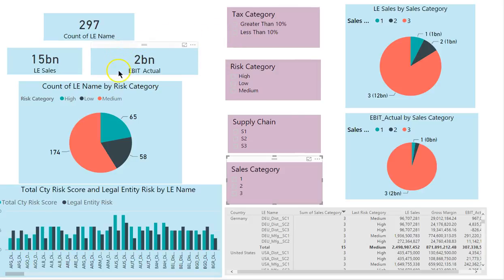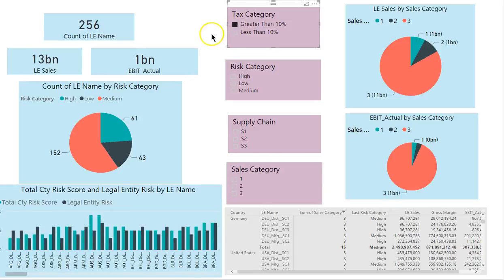And when we do this, I'll note that this 2 billion of EBIT quickly goes down to just 1 billion of EBIT. So we now know that there's a lot of profit in some entities which have very low tax rates.